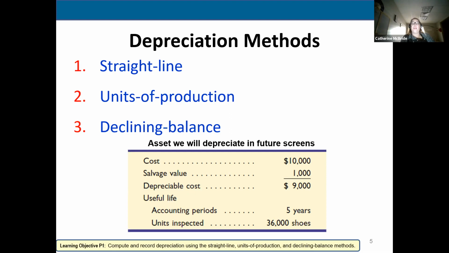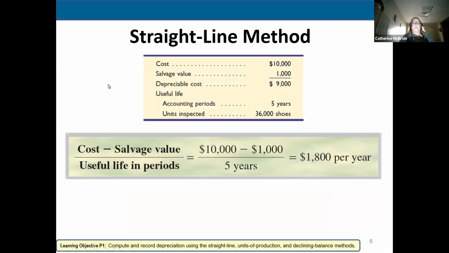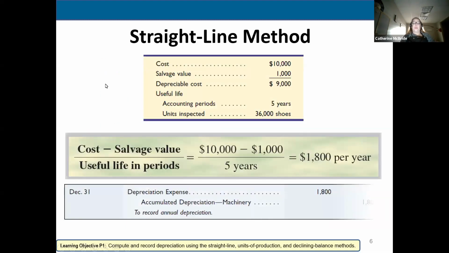You can think of the useful life as either in years or in units, kind of like I could say that my car will last for 5 years, or I could say I expect my car to last for 150,000 miles. Both are ways of expressing a life. So that's the difference between straight line and units of production. For straight line, we use years for our life.